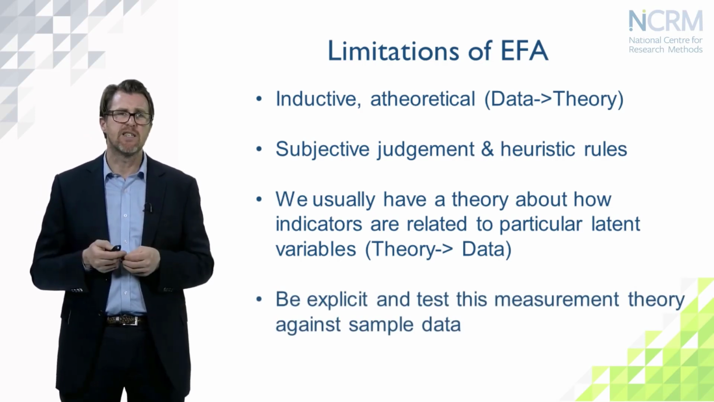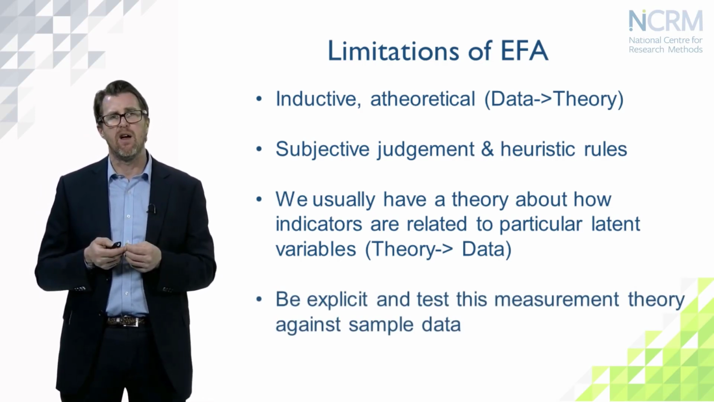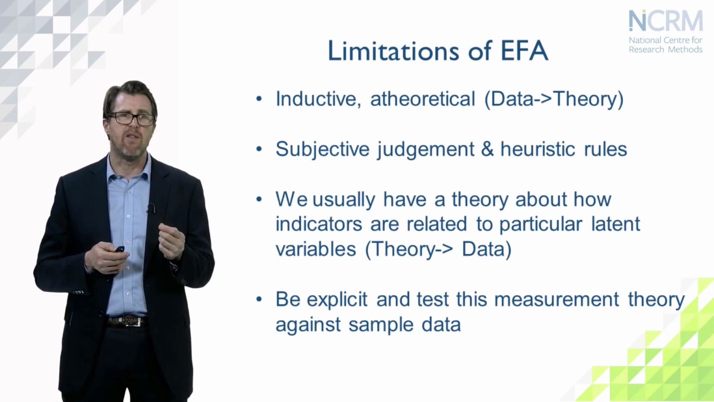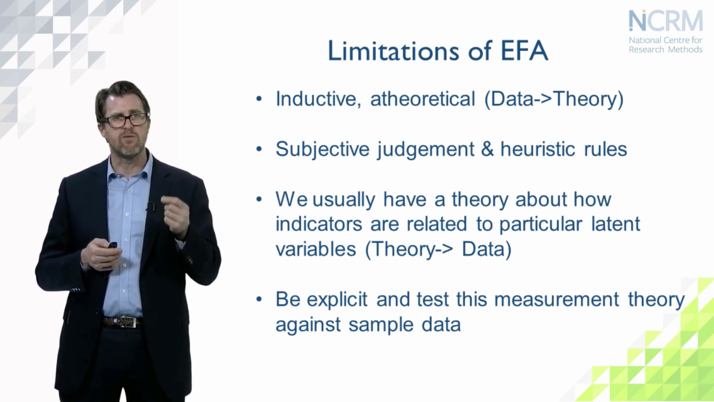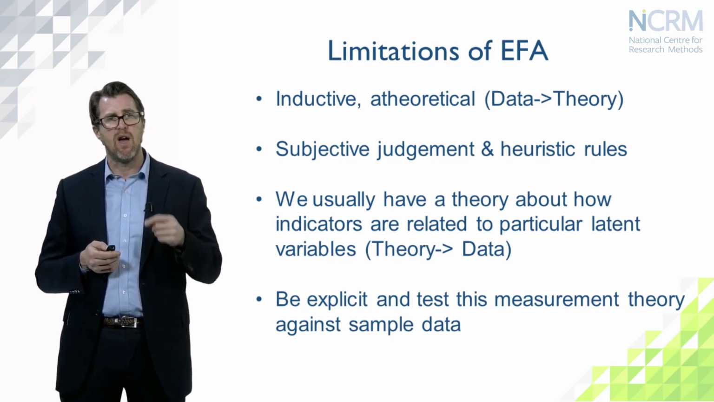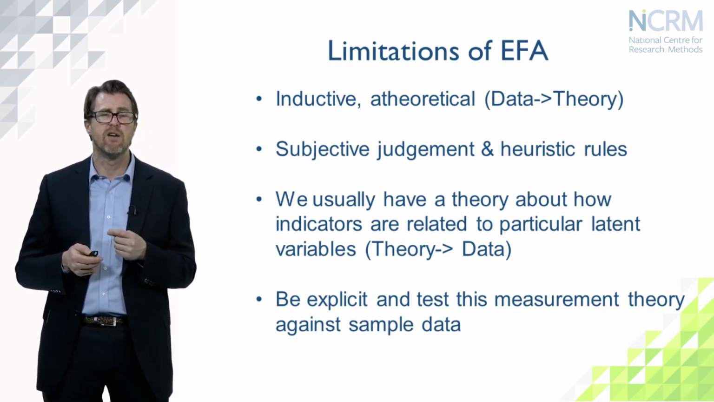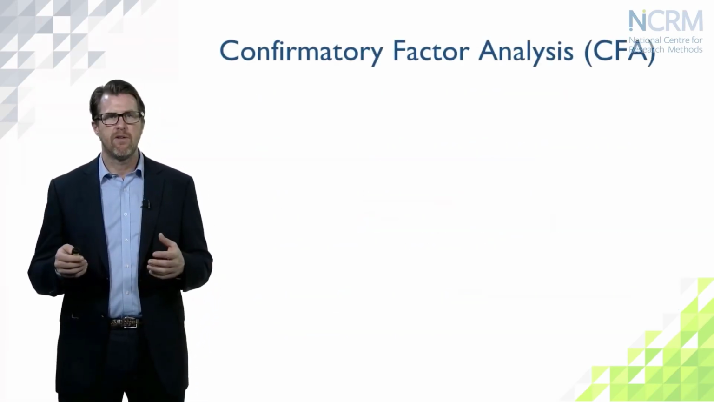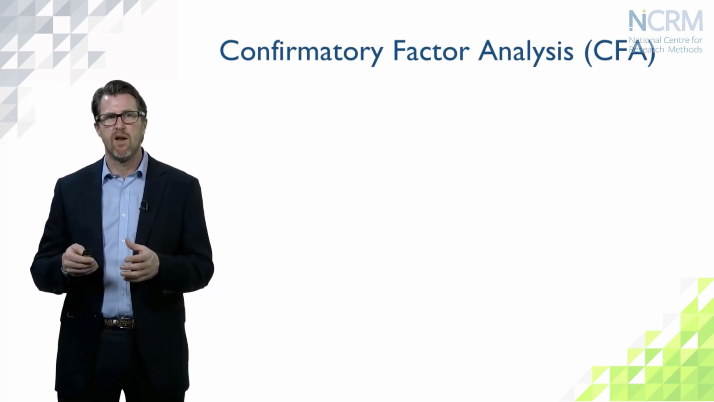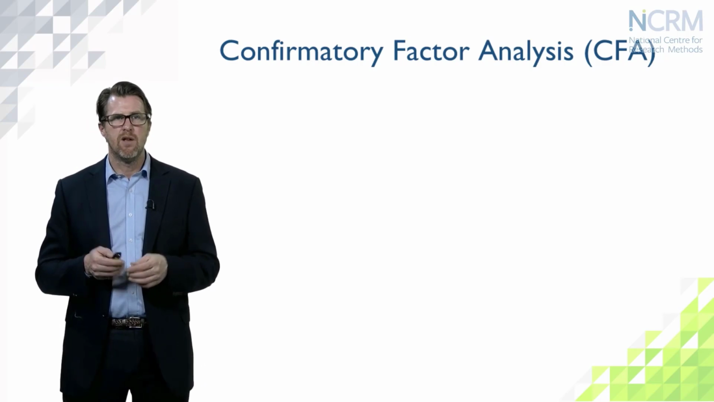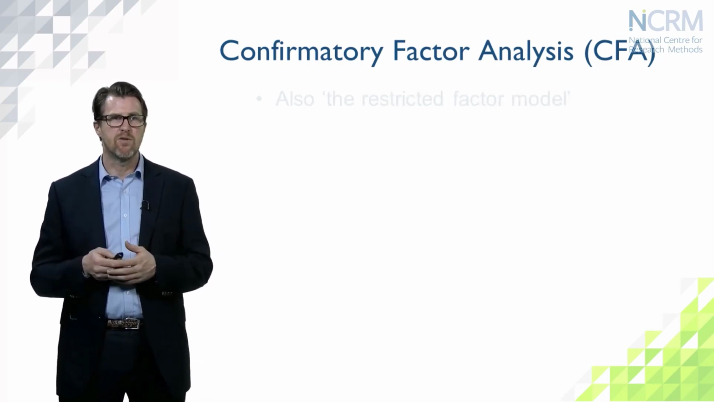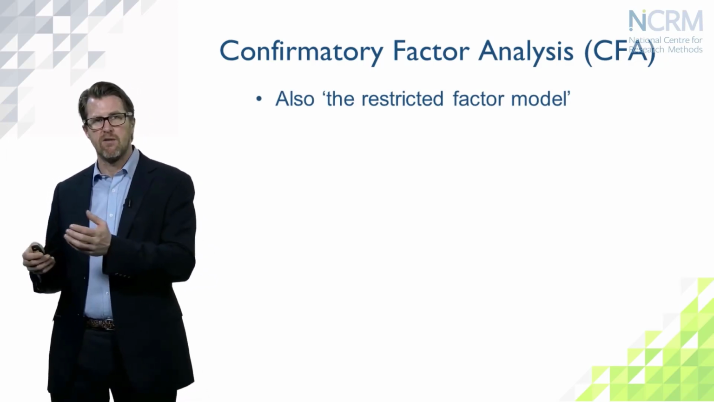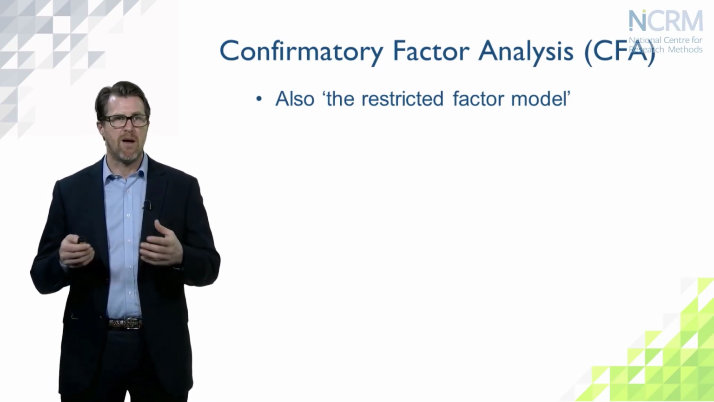So given that we do have a theory about how the indicators are related to the concepts, it's better to be explicit about that from the outset and then use statistical tests of those theories of measurement against the sample data that we've collected. So we can compare this approach of exploratory factor analysis with a confirmatory approach. So confirmatory factor analysis is also referred to as the restricted factor model, because unlike EFA, it places restrictions on the parameters of the model.